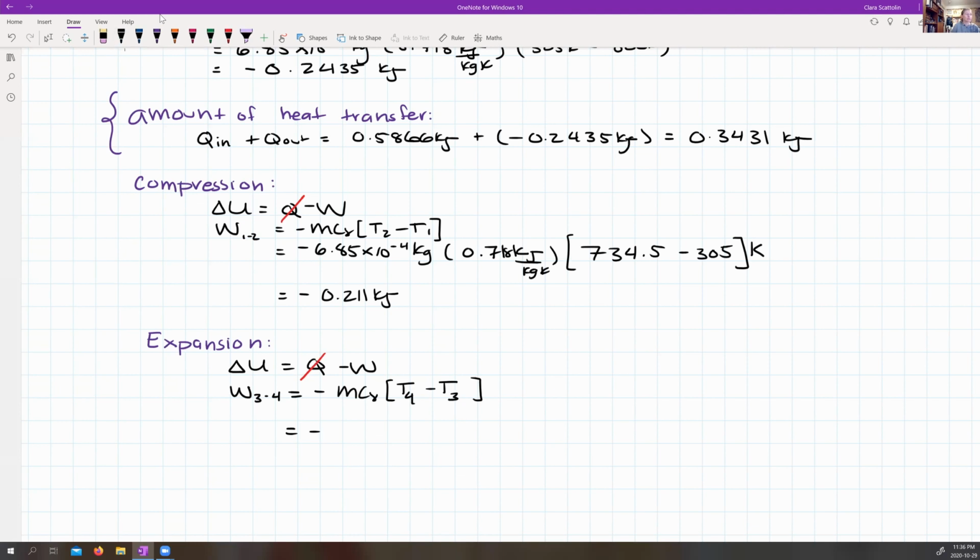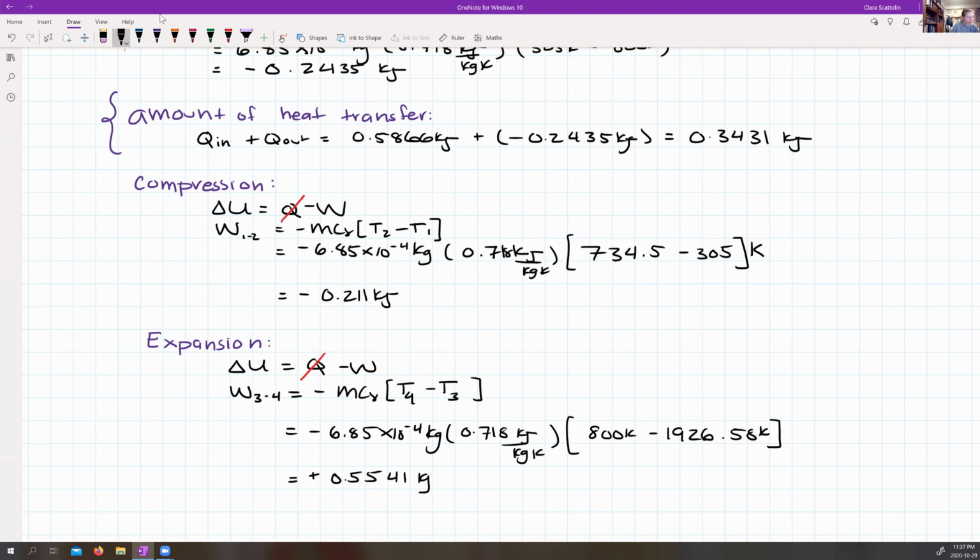Again, it's a little bit repetitive. So 6.85 times 10 to the minus 4 kilograms, 0.718, and then my T4, 800 Kelvin minus 1926.5 Kelvin gives me a work from 3 to 4 of positive, which is what I would expect, right? The gas is allowed to expand, so it's work being done by the gas onto the piston. So I get a value of 0.5541 kilojoules.